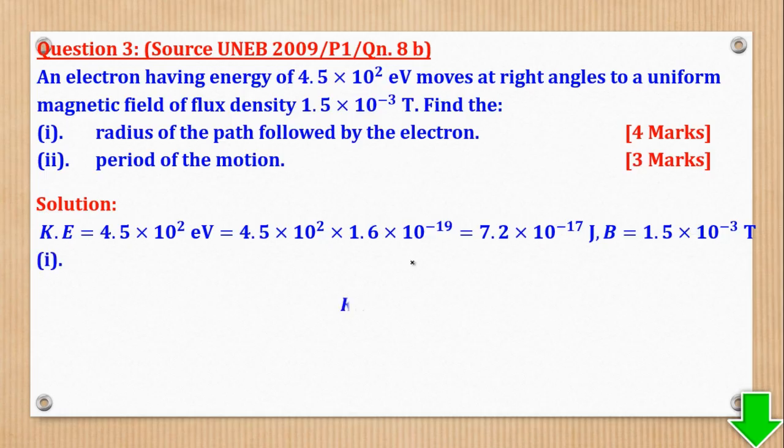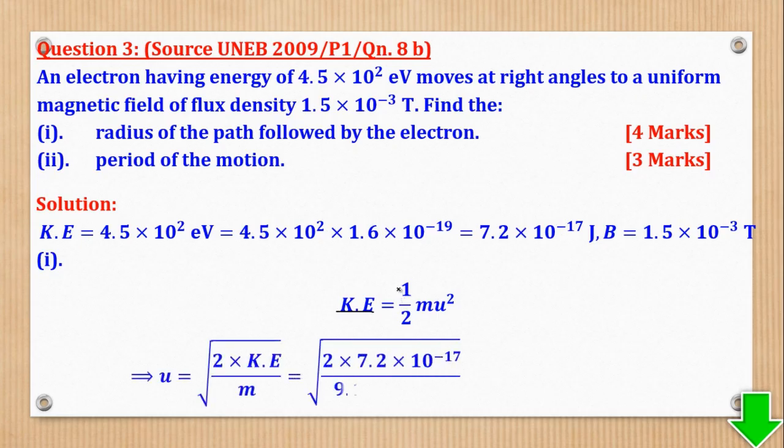Therefore, with that interpretation, you shall go to Roman 1, where they want the radius of the path followed by the electron. First of all, kinetic energy is equal to half mu squared. Therefore, make the speed the subject, to come up with this as the speed.